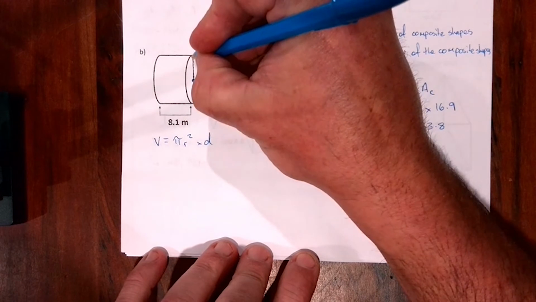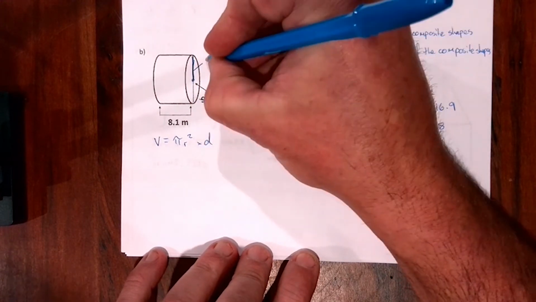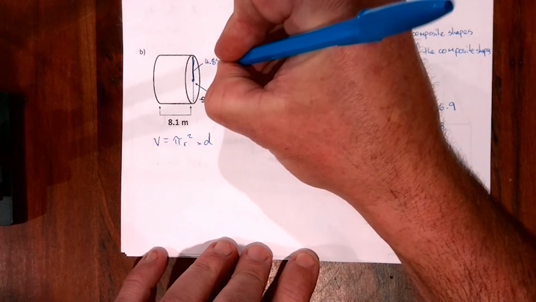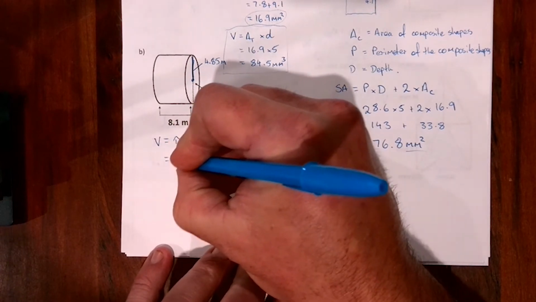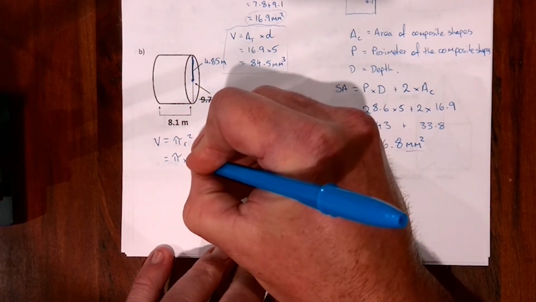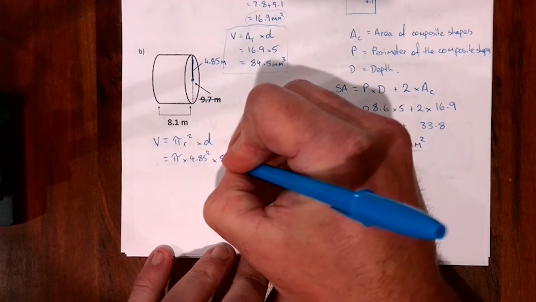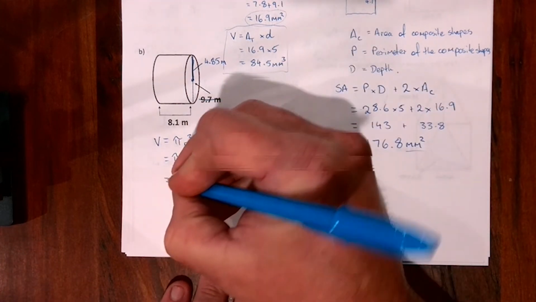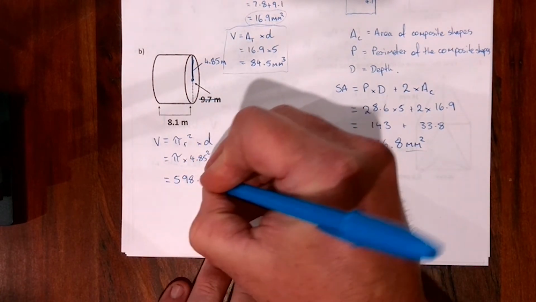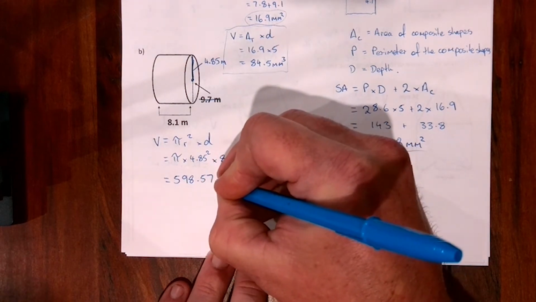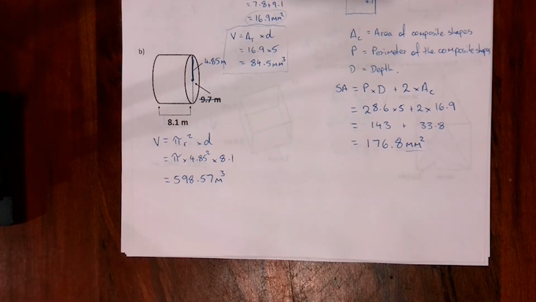What we really want is just the radius, and the radius is going to be half of 9.7, so 4.85 meters. Right, let's sub it in. So we've got pi times 4.85 squared multiplied by 8.1, which if you pop in your calculator will give you 598.57 cubic meters, remembering it's volume.